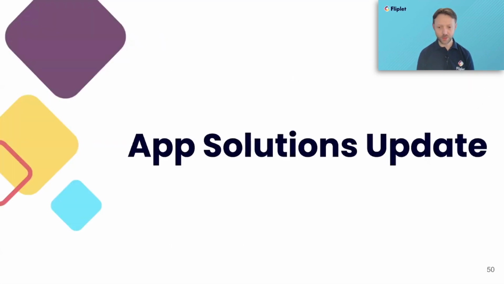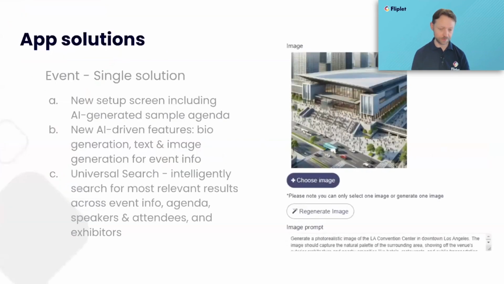And then just a quick update on app solutions. So firstly, in the last 6 months, we've updated our event single solution. It now has a new setup screen that makes it much faster to get started. And if you want, AI can generate some placeholder material to put in your agenda that will look relevant to the type of event you've told the setup screen you're going to be running.